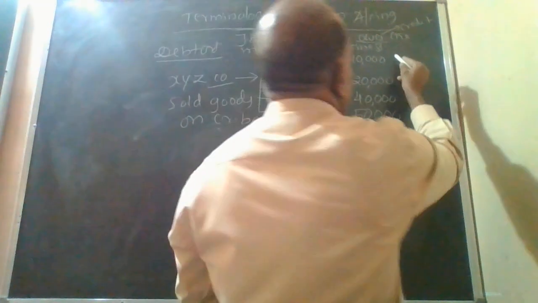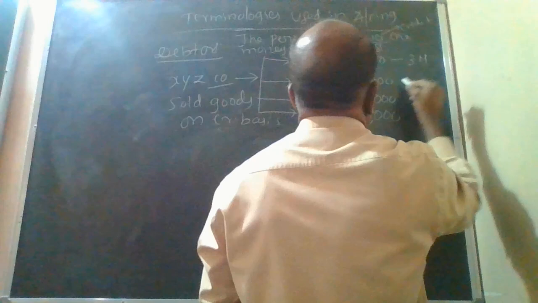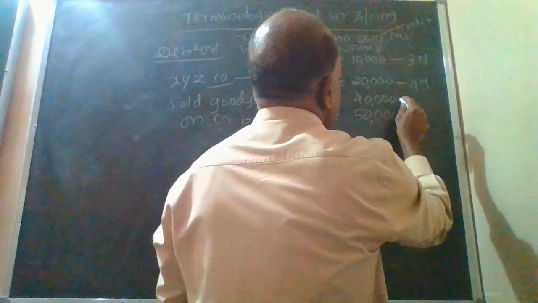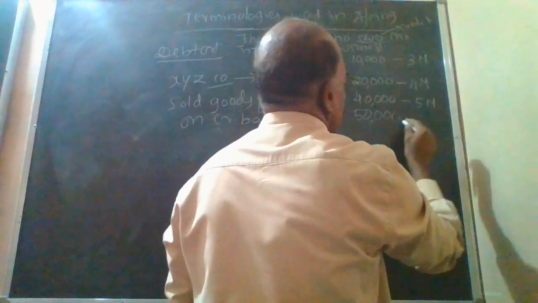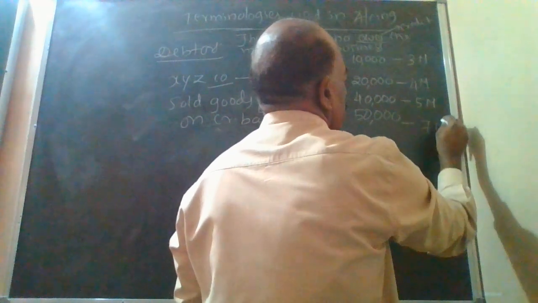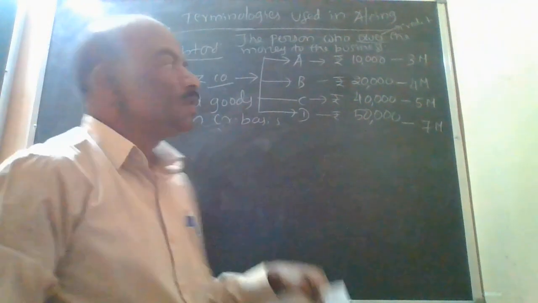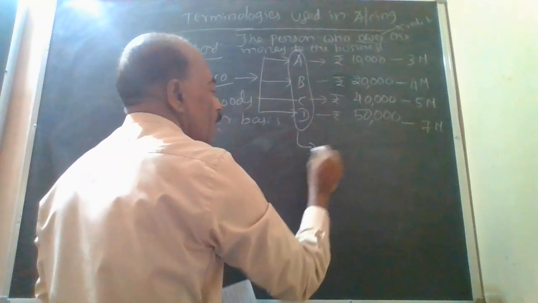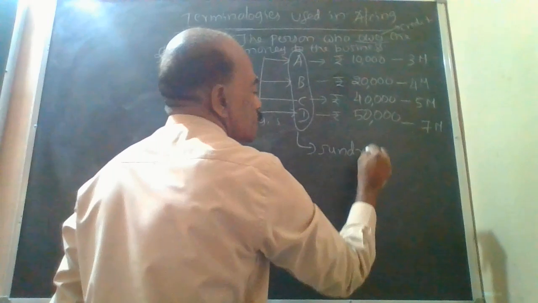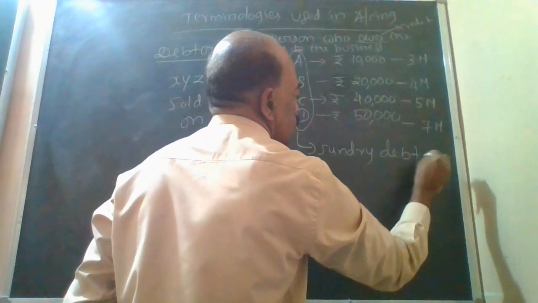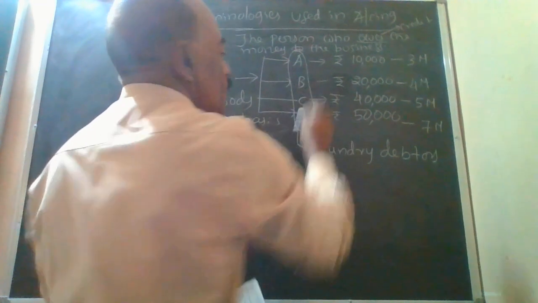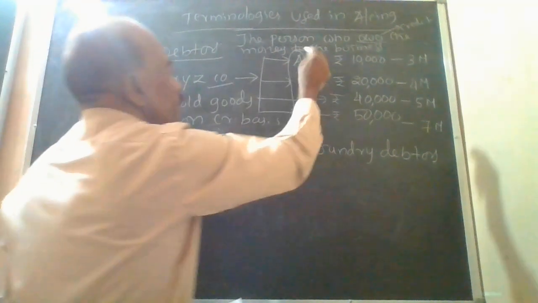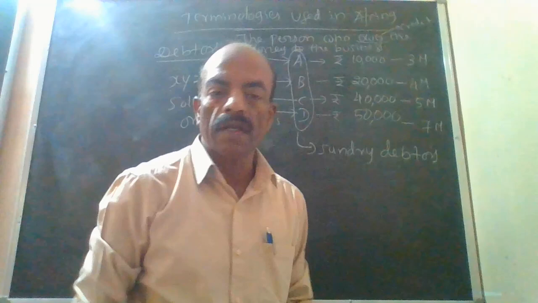A is telling, I will make the payment after 3 months. B is telling, I will make the payment after 4 months. C is telling, I will make the payment after 5 months. D is telling, I will make the payment after 7 months. These people, A, B, C, D, are sundry debtors. Sundry because varieties of customers are there. That is, for XYZ company, A, B, C, D are the sundry debtors.